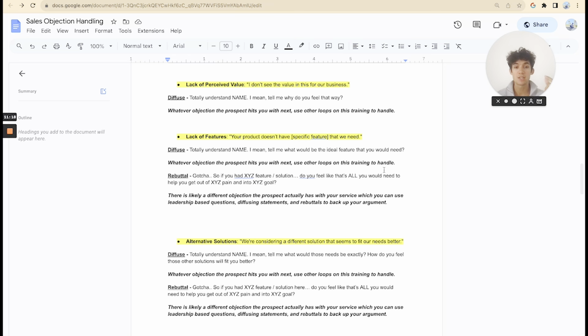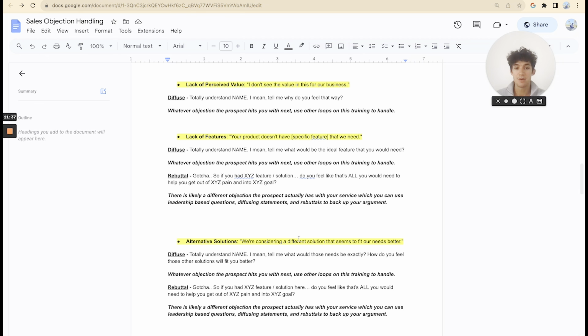So our goal with this question right here is understanding, hey, do they just need this solution that we have in order to reach their goal, or is it something else as well? So we need to really understand, hey, is this the only thing that they're struggling with having in order to want to move forward, right?